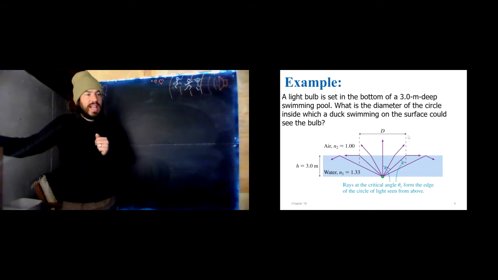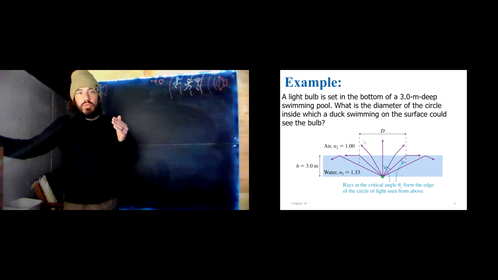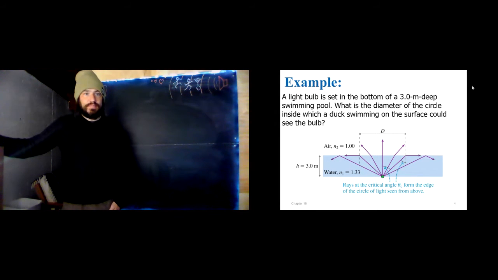Here's an example. A light bulb is set in the bottom of a 3-meter deep swimming pool. What is the diameter of the circle inside which a duck swimming on the surface could see the bulb? Okay. Well, why don't you give this problem a shot? And if you get stuck, check back in with us. Or if you don't get stuck, check back in to see if you got it right.